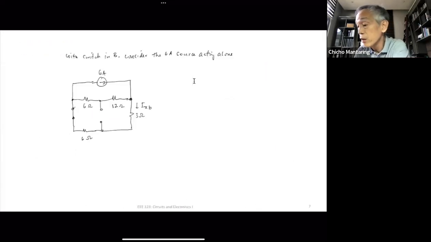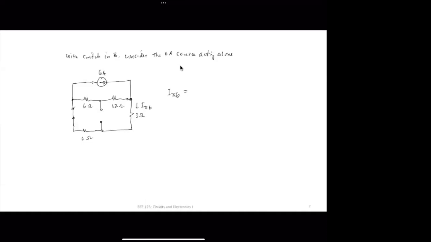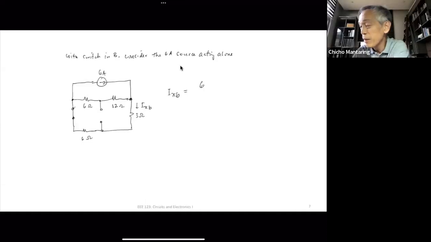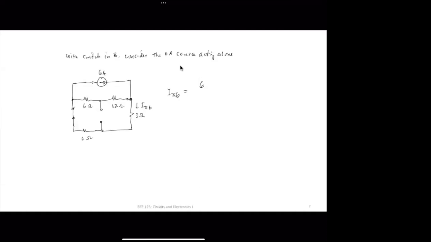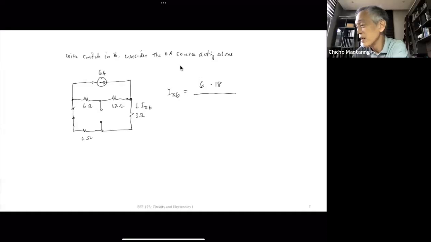Okay, so balik tayo rito. So with the switch in B, I heard somebody say you can use current division. So what is your expression for IXB? IXB equal to 6 amperes multiplied by 18 ohms over 27 ohms, divided by 18 plus 9, tama, 27.